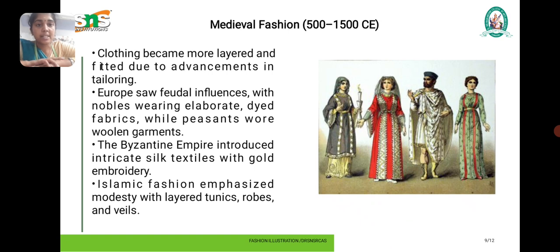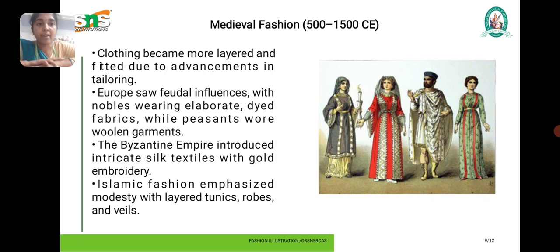Next, the Byzantine Empire introduced silk textiles with gold embroideries. They particularly introduced gold embroidery in silk garments. They used silk cloth because royals used silk cloths, and with the silk they used gold threads for embroidery, mainly for decoration, which gives a royal look to the garments.